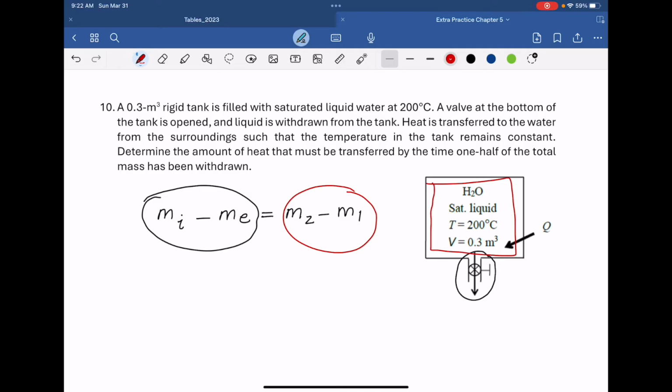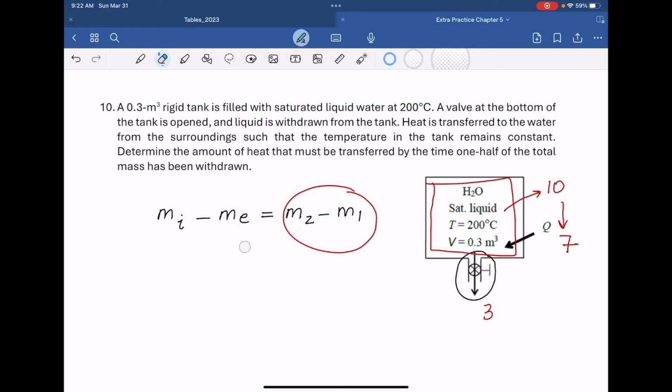Let's say, okay, so I'm gonna explain this formula by giving numbers, okay? Initial mass was 10, 3 kilogram is withdrawn, final mass will be 7. So it is that simple, right? And there is no inlet mass here. So our formula is actually gonna simplify into, let me erase these.